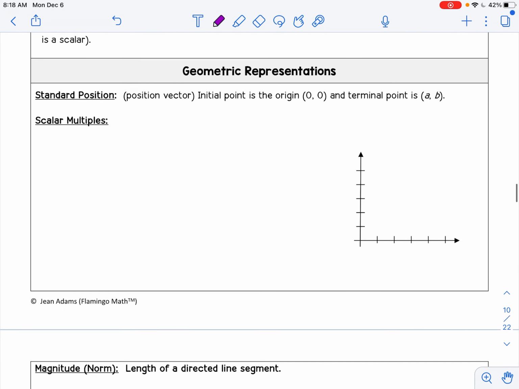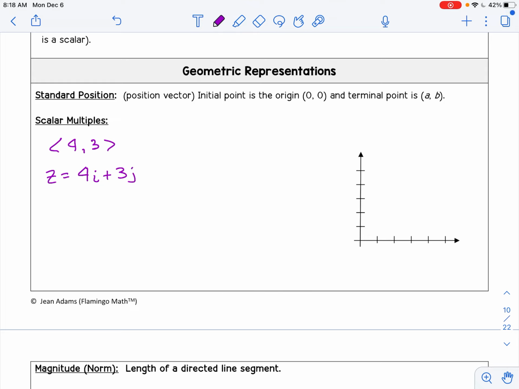So let's get to apply some of these. First of all here, with the standard position vector, the initial point is at the origin, and it terminates at a, b. And we can have scalar multiples or however you want to do it. So let's say I wanted to draw the vector that's going to have this piece here, which could also look like this, just to try to apply some of these things.